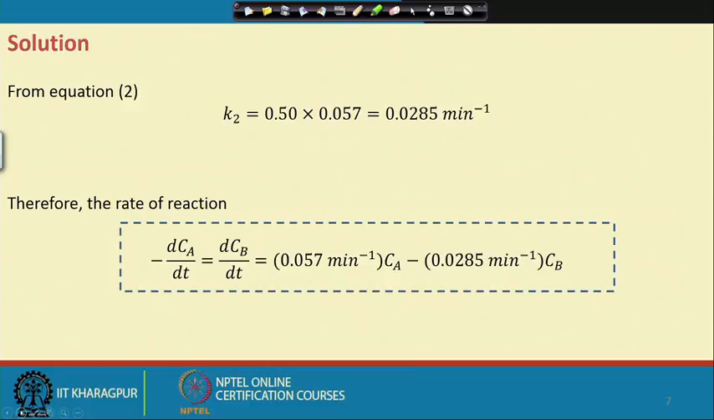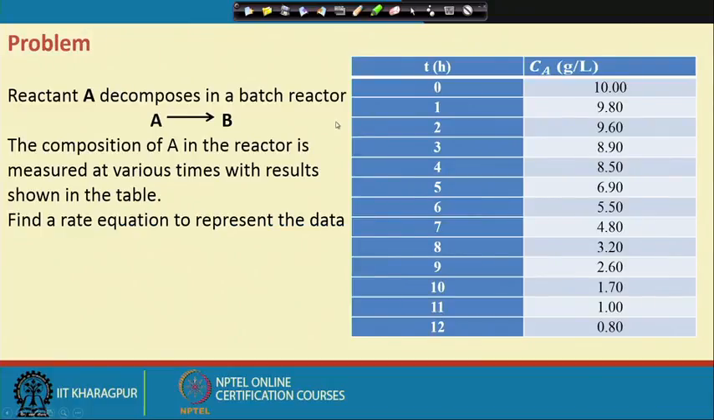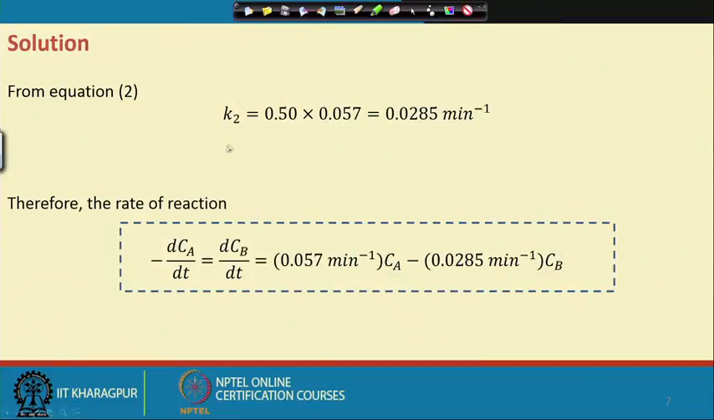Then if you know the k1 value, then we can find out the k2 value also. k2 value we can calculate, we know the correlation, this is 0.5 into this. So, what was our final rate expression that we have in the reversible process? Minus dCa by dt equal to minus dCb by dt equal to 0.057 minutes inverse into Ca minus 0.0285 minutes inverse into Cb. So, this is the final equation that we have. So, in a reversible reaction, we can find out the rate expression very easily.